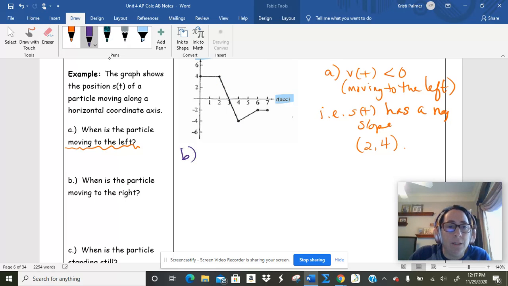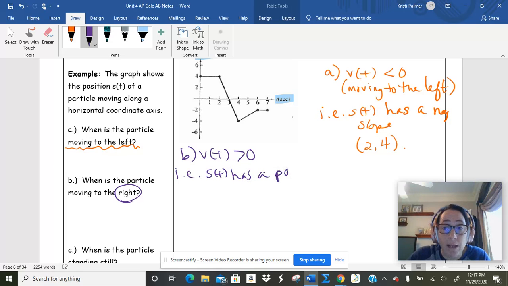B, when is the particle moving to the right? That's going to be when v of t is positive, i.e. when s of t has a positive slope. And where does that occur? Only right here from the time interval 4 to 6.